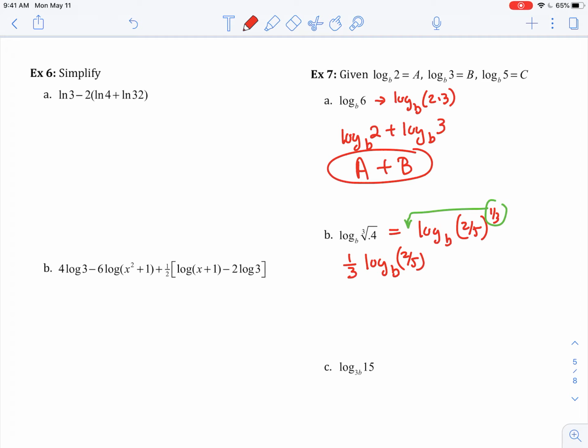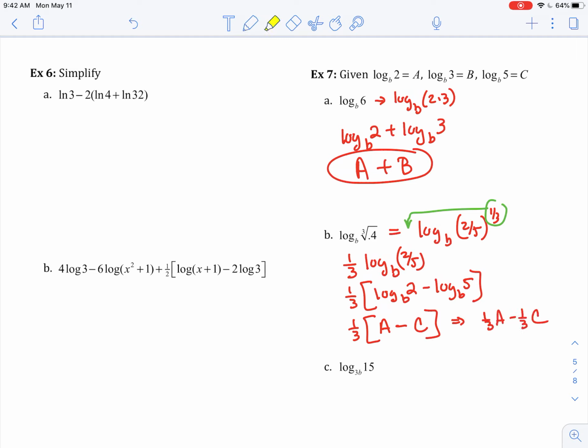And a single log quotient is equivalent to a log subtraction. So we can think of that as 1/3 times the quantity of the log of 2 base b minus the log of 5 base b. And we can go back now and substitute for those two quantities, and we are left with 1/3 times A minus C. Or if you prefer, 1/3 A minus 1/3 C. Either would be acceptable. They are both correct.